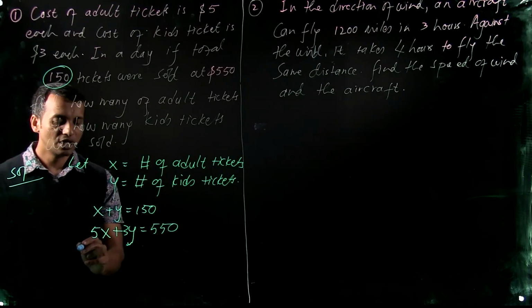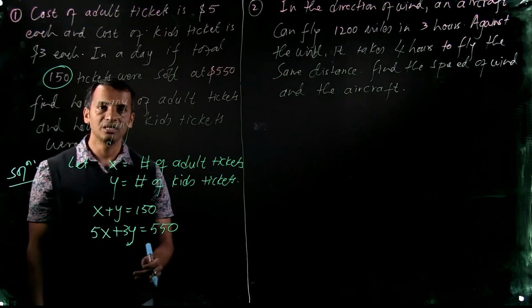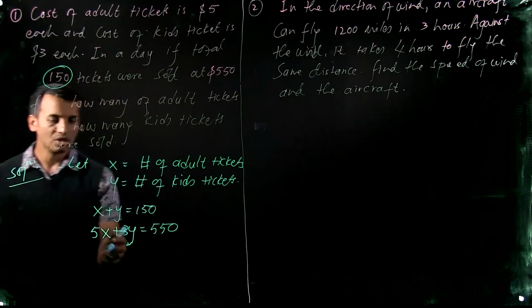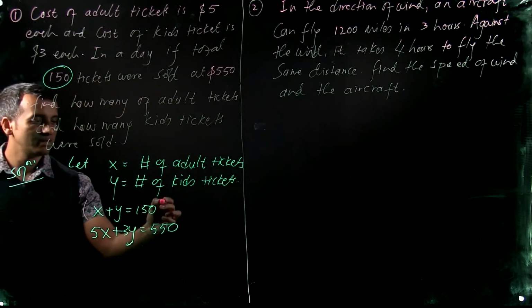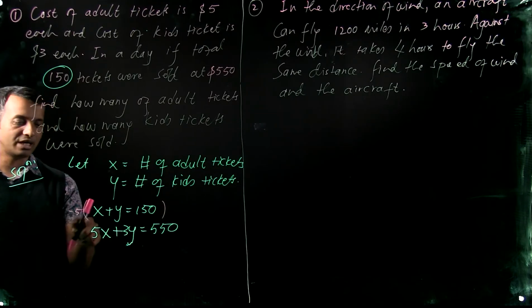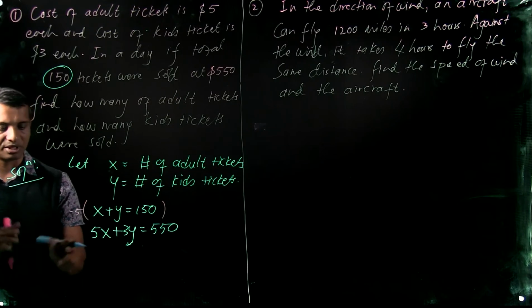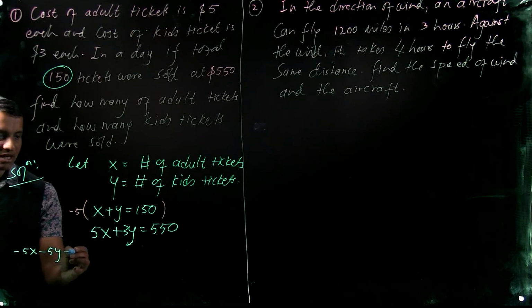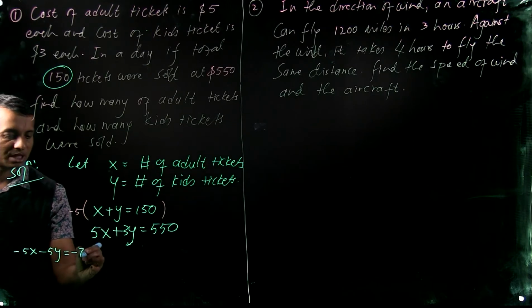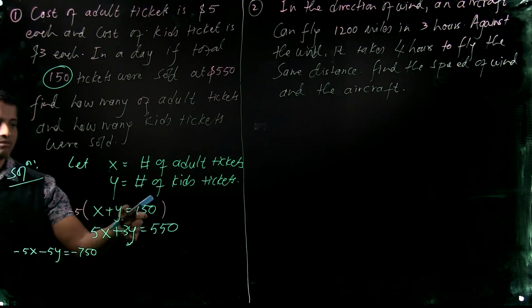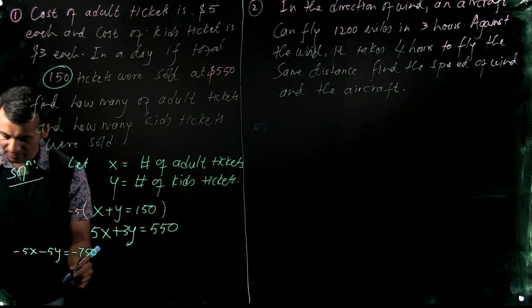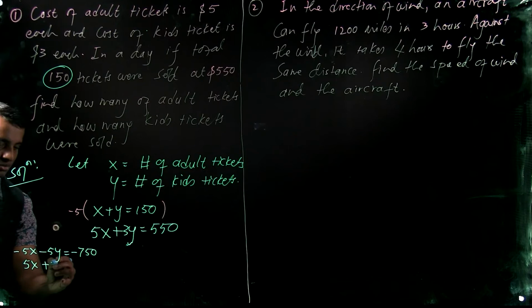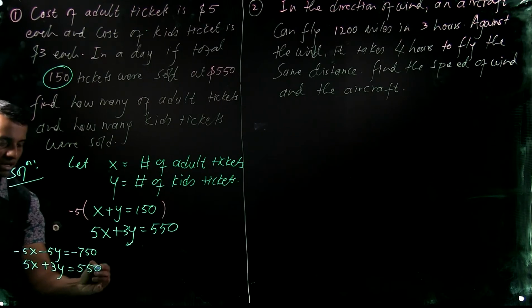Now you want to solve these two equations. You can use the elimination method, that's the easiest one, or you can use the substitution method too. That's perfectly fine. So how do we solve these two? I would multiply the first one by negative 5. If I do negative 5, then you will get negative 5x there, right? Let me write it here. So negative 5x minus 5y equals negative 750, because negative 5 times 150 is negative 750. Similarly, the second equation you write by itself, so it will be 5x plus 3y equals 550.